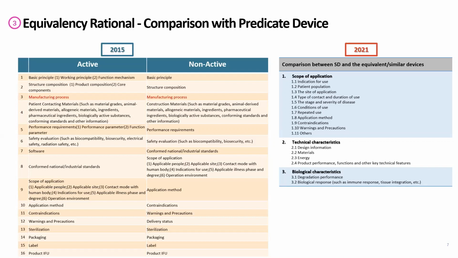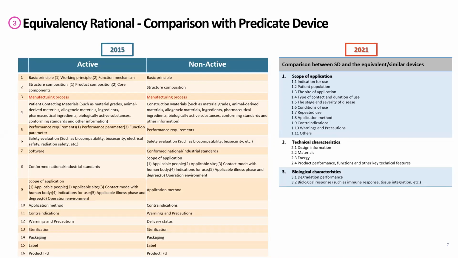The first thing is the comparison of the indication for use. In this guidance, it also mentioned we just want to show that the scope of application is the same between the subject device and the equivalent device, that it doesn't mean the indication must be the same. How to understand this sentence?